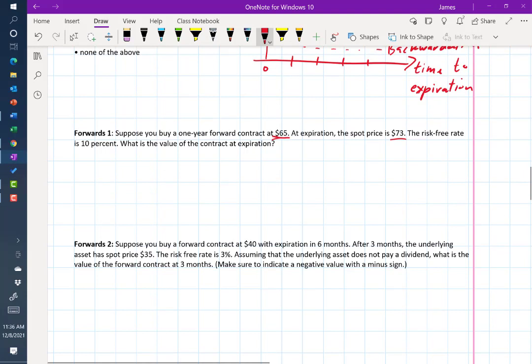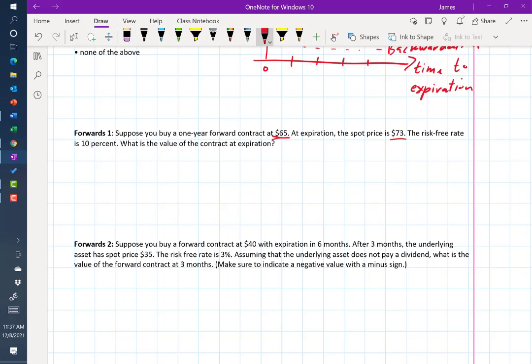The risk-free rate is 10%. What is the value of the contract at expiration? Okay, this one is throwing you off a little bit because we're at expiration. So let's go back to our formula.